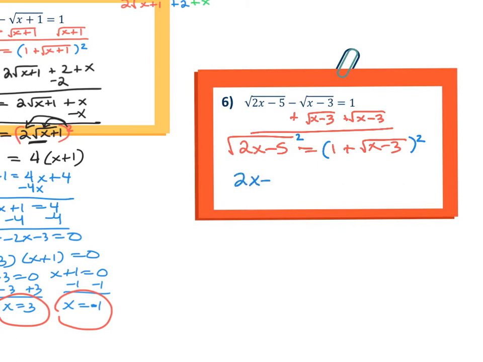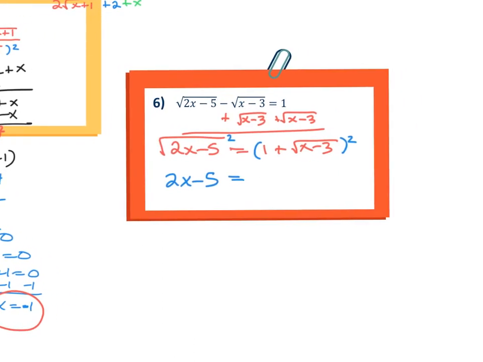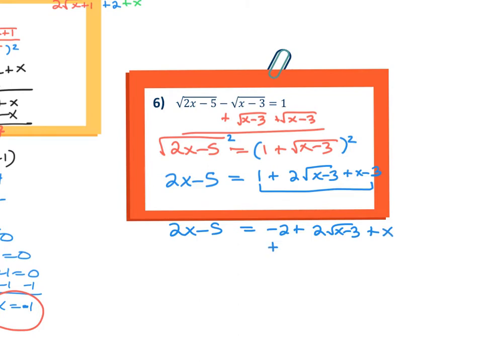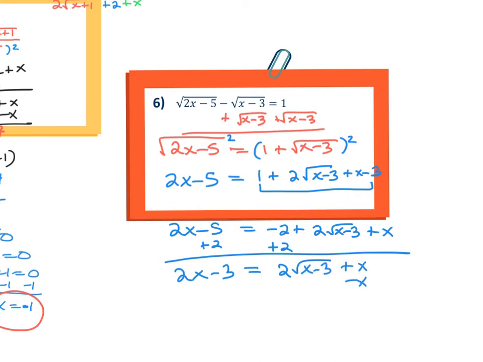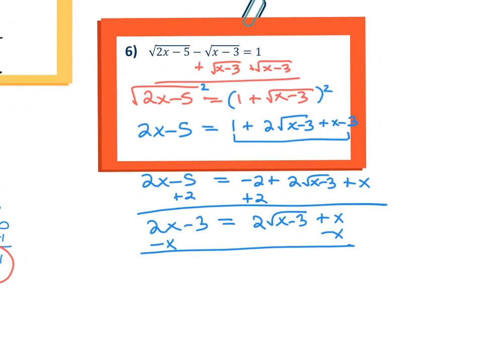So the left side, the 2x minus 5, just comes out of the radical. Again, remember on that right side, we need to FOIL that thing. After we FOIL it, we're going to end up with 1 plus 2 times the square root of x minus 3, plus x minus 3. I now need to isolate the radical again, but let me go ahead and combine these two like terms first. So now I have 2x minus 5 equals -2 plus 2 square root x minus 3 plus x. Move the 2. 2x minus 3 equals 2 times the square root of x minus 3. Move the x now. x minus 3 equals 2 times the square root of x minus 3.